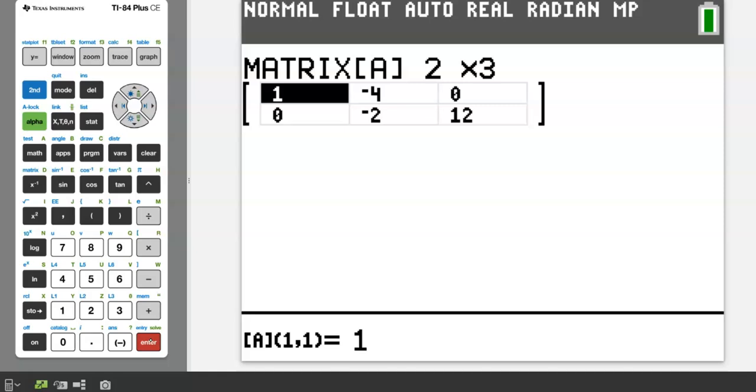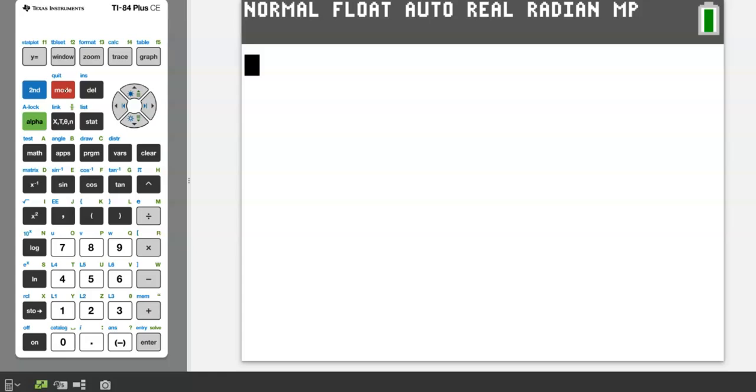Does your matrix look like mine? Yes? You need to quit out of this. How do you quit? Second mode, the button to the right of it. Second mode. Now we have to do math with our matrix.